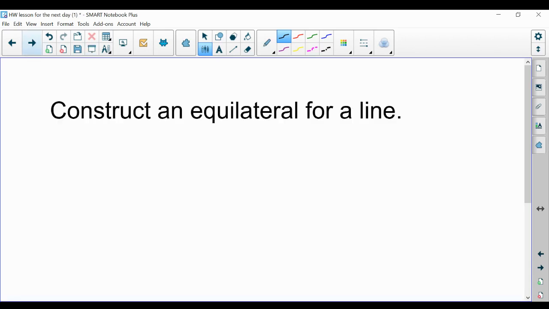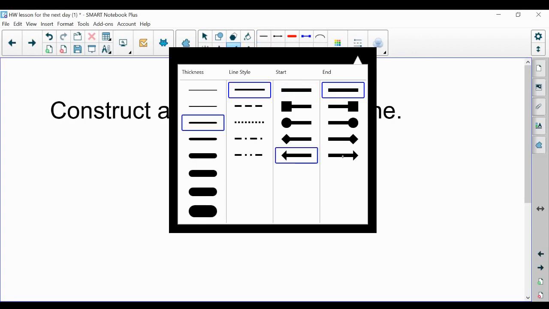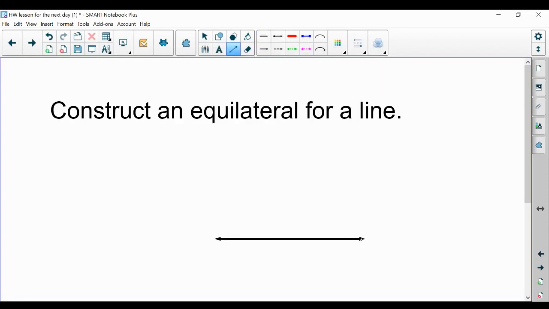Today we're going to construct the equilateral triangle. So first you need to create a line. Sometimes the question gives you a line, sometimes they don't. Sometimes they say construct an equilateral triangle with the side equal to 2 cm. Using a ruler to measure the line, which is 2 cm, and draw. So this is a line. And they said construct an equilateral triangle on this line.